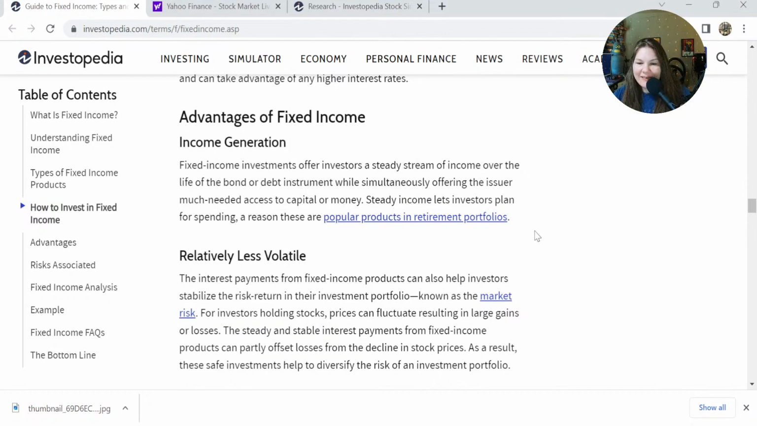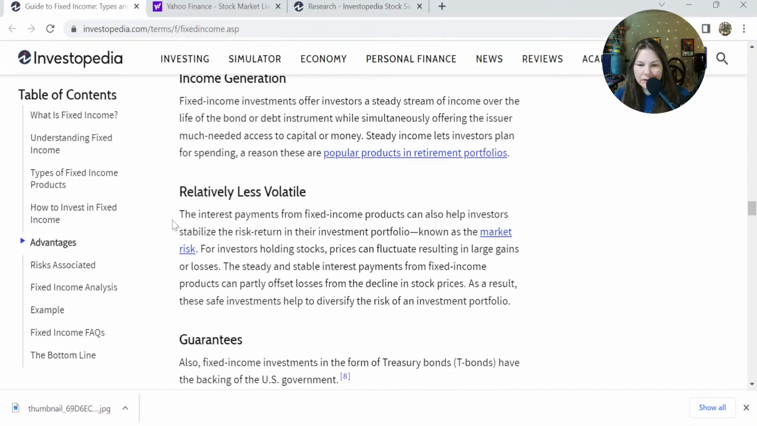So, fixed income investments offer investors a steady stream of income over the life of the bond or debt instrument, while simultaneously offering the issuer much needed access to capital or money. Steady income lets investors plan for spending, a reason these are popular products in retirement portfolios.